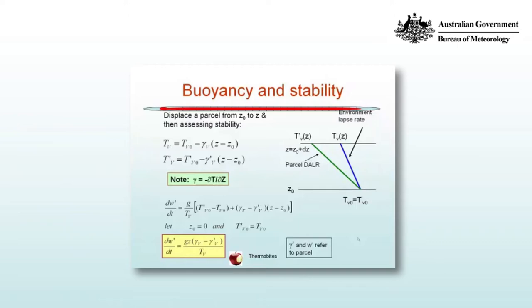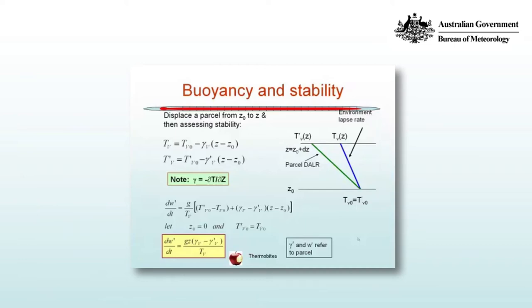The parcel will ascend at a dry adiabatic lapse rate, and so it will move from a virtual temperature Tv naught dashed to a virtual temperature of Tv dashed at height z. Likewise, for the environmental lapse rate in virtual temperature, the environment will change temperature from Tv naught to Tv at z. So we can write out expressions then for the temperature of the parcel of air and its environment at its new height z. Tv is Tv naught minus gamma v times z minus z naught, which is our small perturbation dz. And remember that gamma is minus dT/dz. And likewise for the parcel, Tv dashed is Tv naught dashed minus gamma v dashed multiplied by z minus z naught.